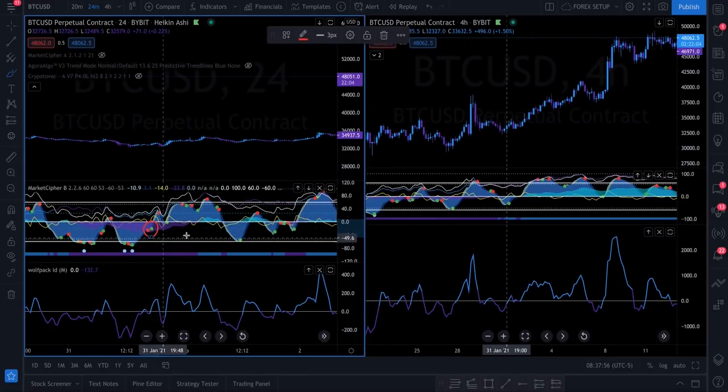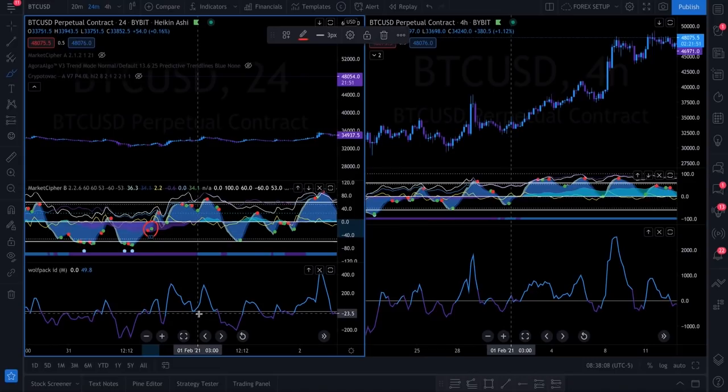And then we are waiting for the money flow index to cross into the green. And then we are waiting for the Wolfpack ID to cross from below the 0 line to above the 0 line and change from red to green. Now the first time that happens is right here. Okay, this is the first time that all 5 of these confirmations are met, right here. So we would have entered our trade right here, okay?